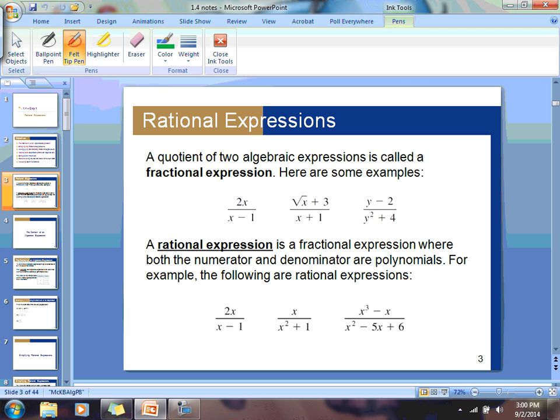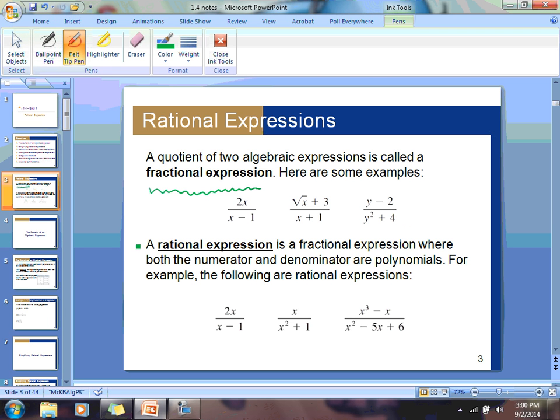First thing we have to talk about is what a rational expression is. When you just divide two algebraic expressions, it's called a fractional expression. So that's just like the examples here. You have 2x over x minus 1. That's a simplified fractional expression. On the second one, square root of x plus 3, and then x plus 1 is the denominator. That's as simplified as it can get. It's just an expression. Even in this last one, x squared plus 4, it's a sum of two squares, so we can't simplify that anymore.